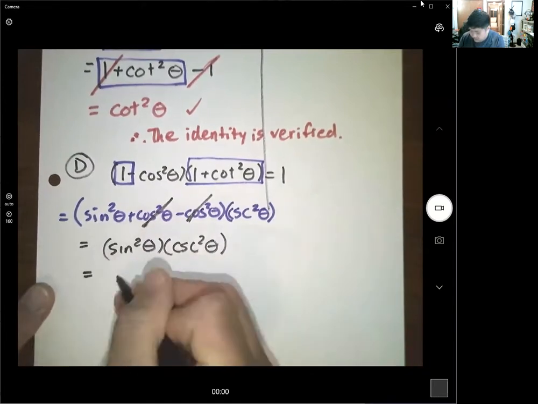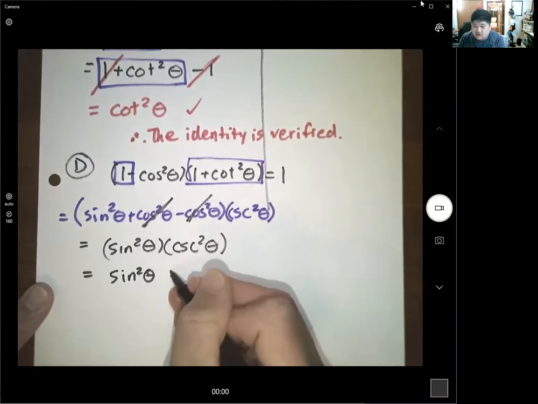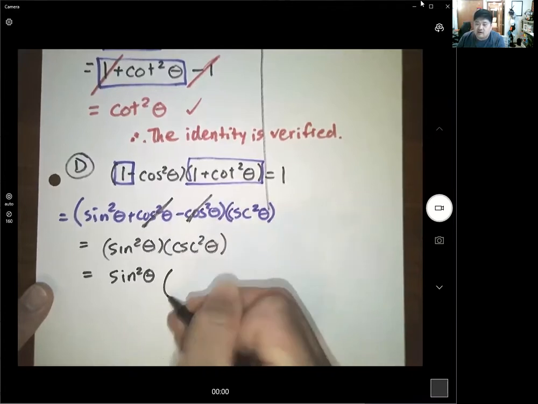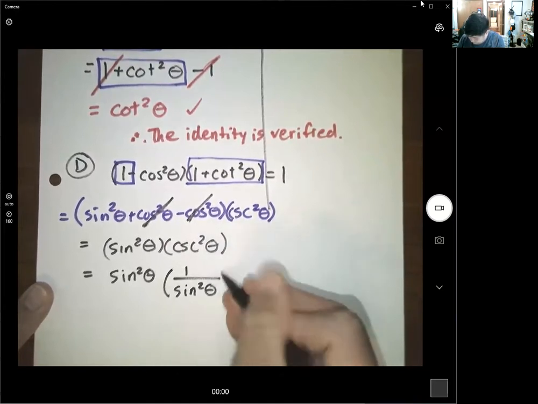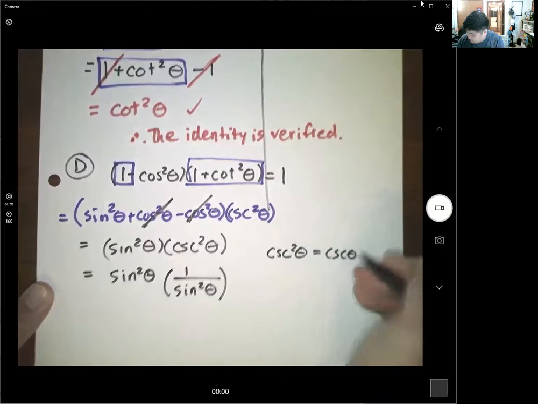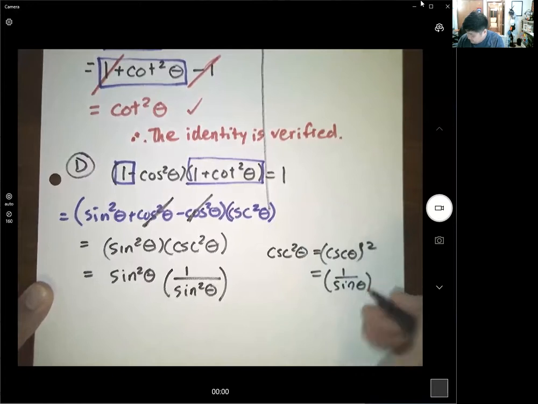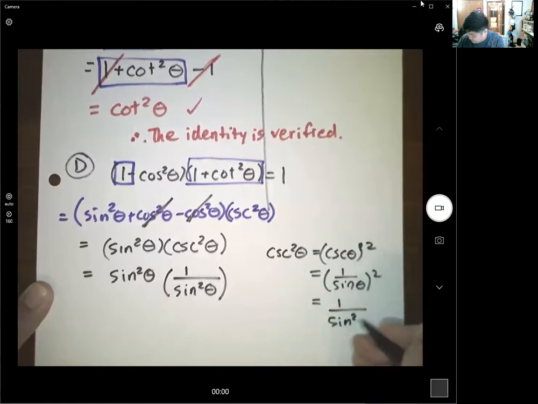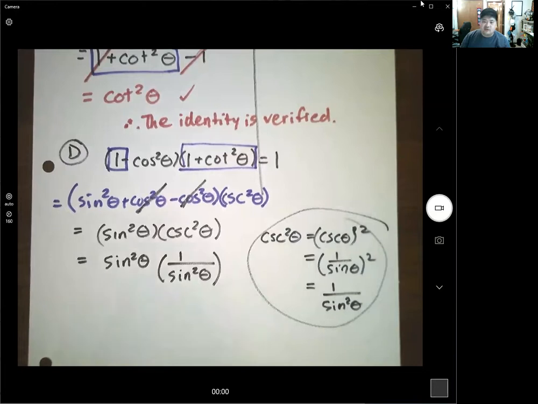And then I'll use my strategy of converting to sines and cosines. So cosecant squared theta is really 1 over sine squared theta. Remember again that cosecant squared theta is cosecant of theta squared, and cosecant theta is 1 over sine of theta. And then when I square that, I square the 1 and sine of theta squared is sine squared theta. So you don't have to show this step, but if it helps you get this correct, then please do that.